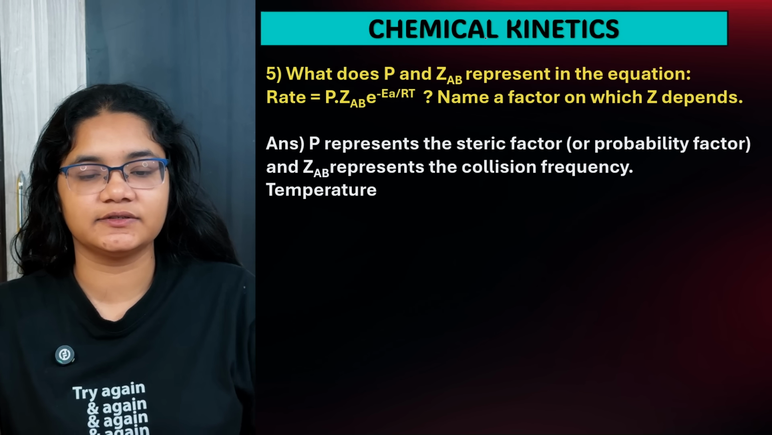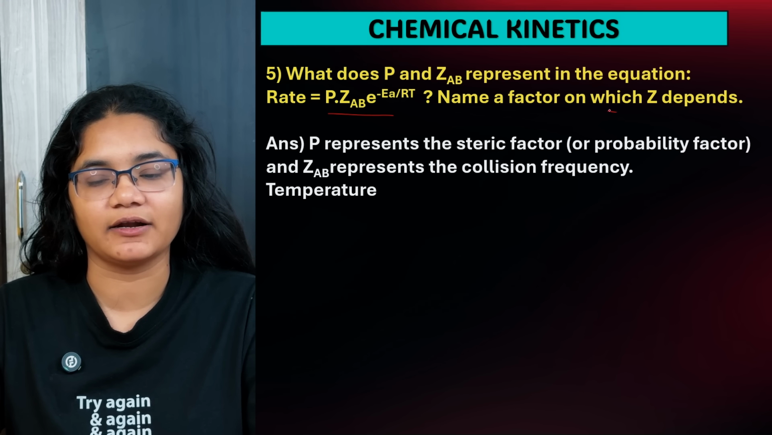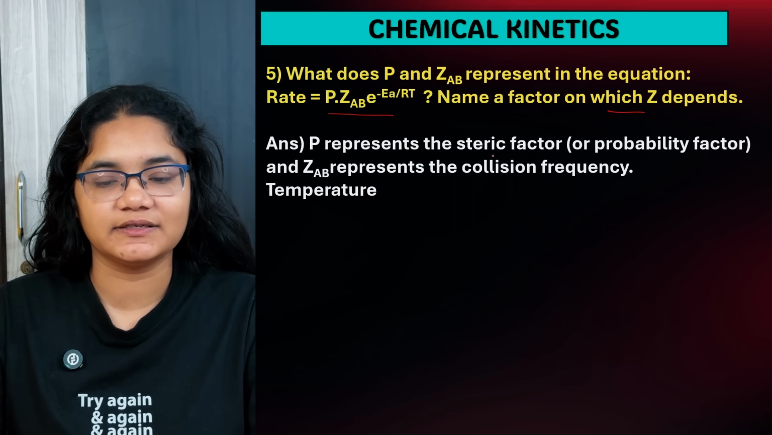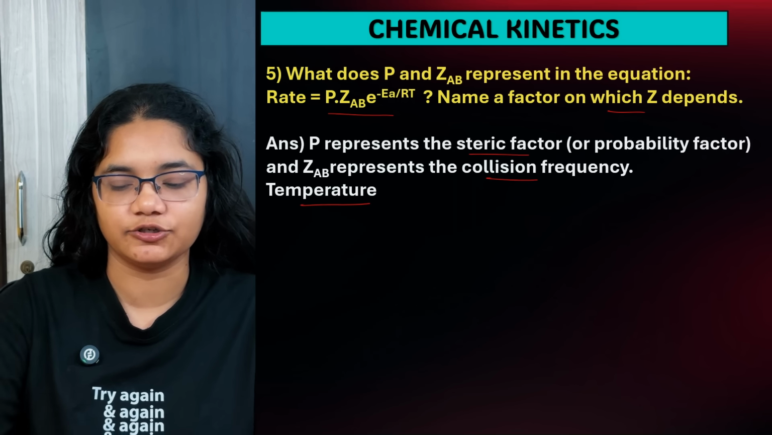Next question is what are P and Z in this equation, and name the factor on which Z depends. So P represents your steric factor and Z represents collision frequency, and it depends on the temperature.